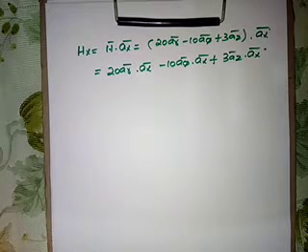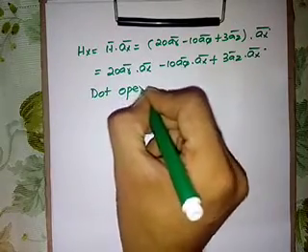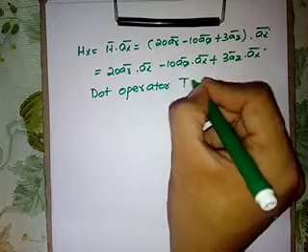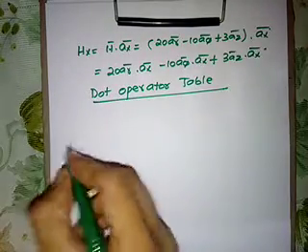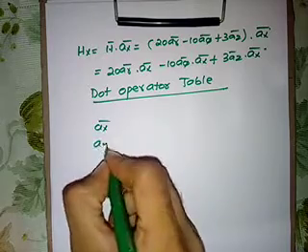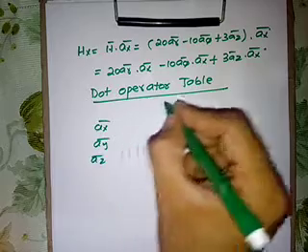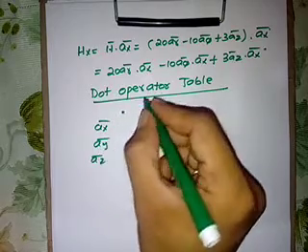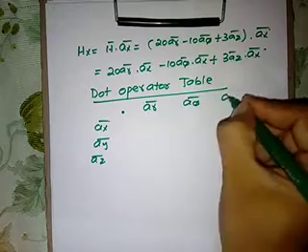So we have a table here. We have to remember this table for converting. It is called the dot operator table. According to this dot operator table, we have ax bar, ay bar, az bar on one side, and on the other side we have the dot with ar bar, a phi bar and az bar.